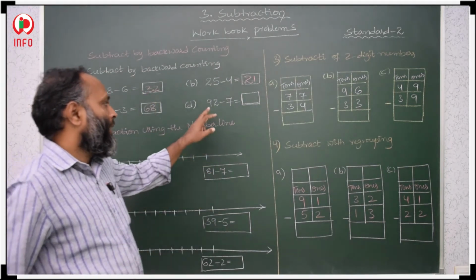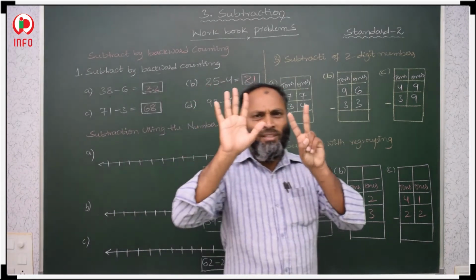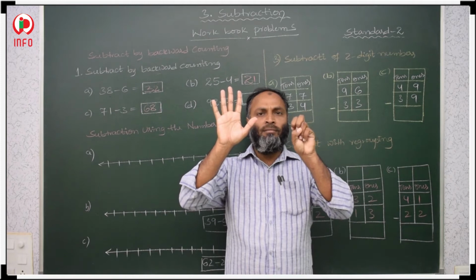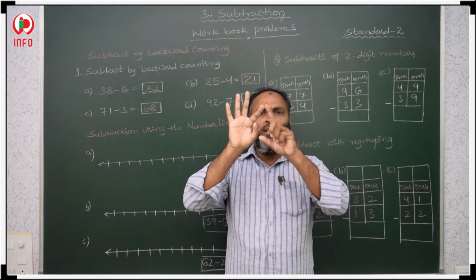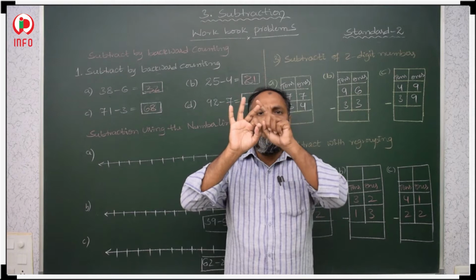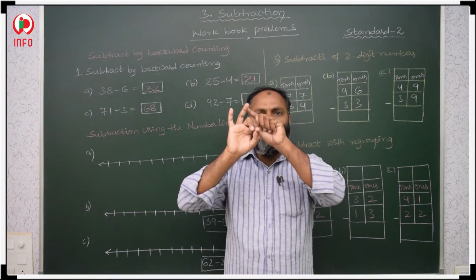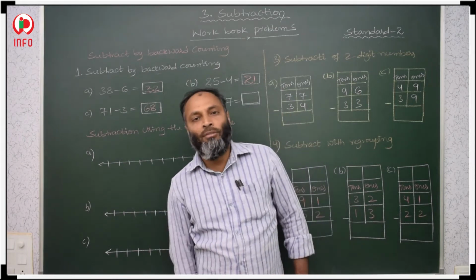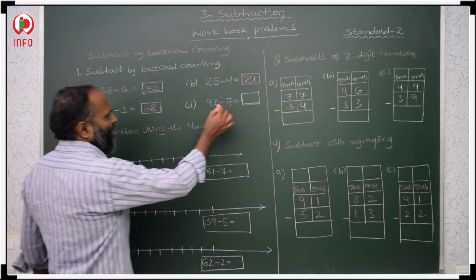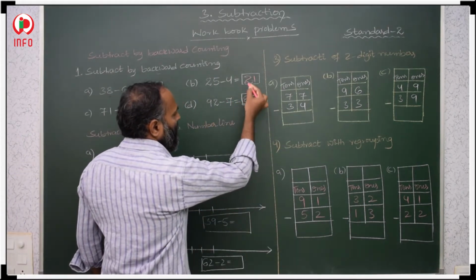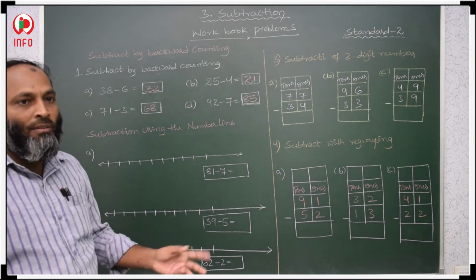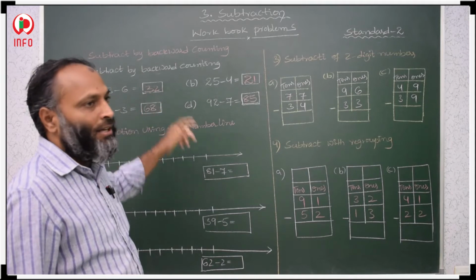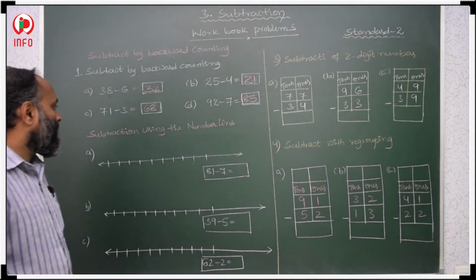Okay. 92 minus 7. 92, 91, 90, then 89, then 88, then 87, then 86, then 85. After back counting, the answer is 85. So in this way we have to do back counting, subtract the given numbers, and write your answer.